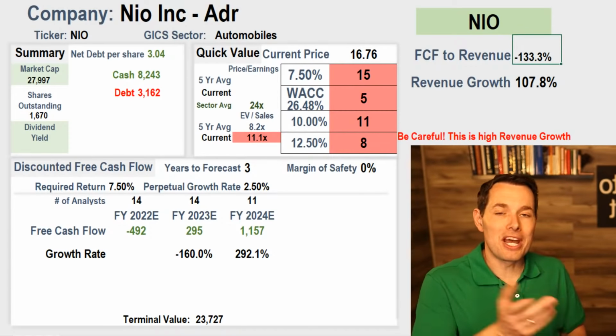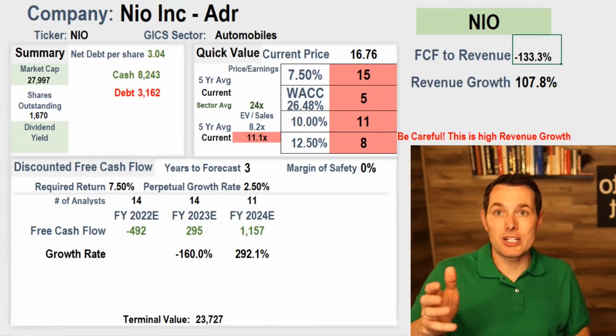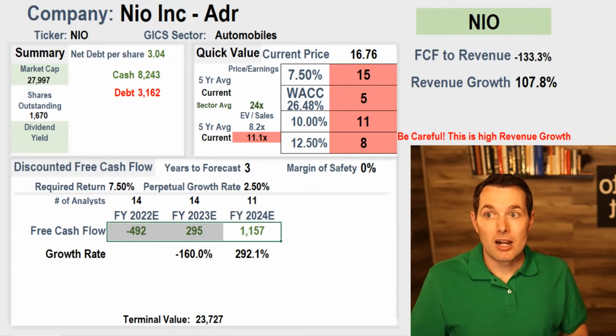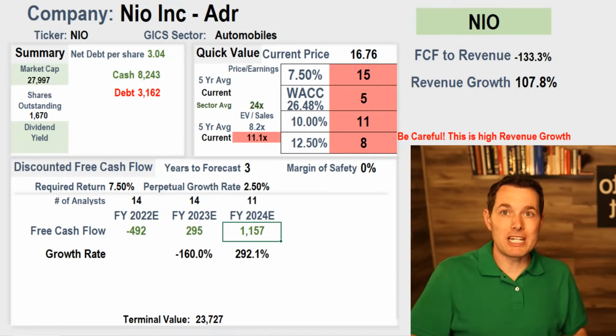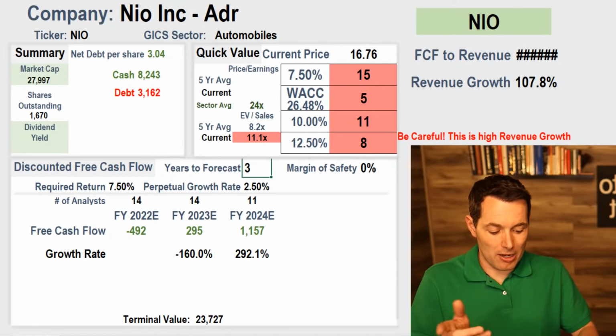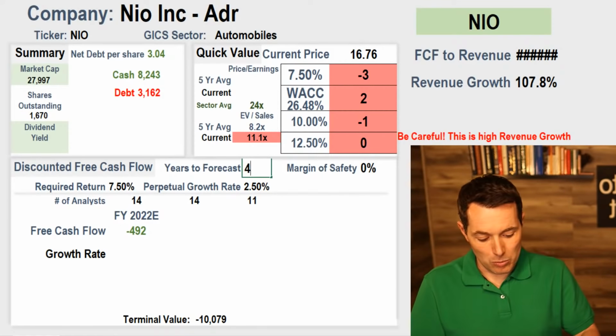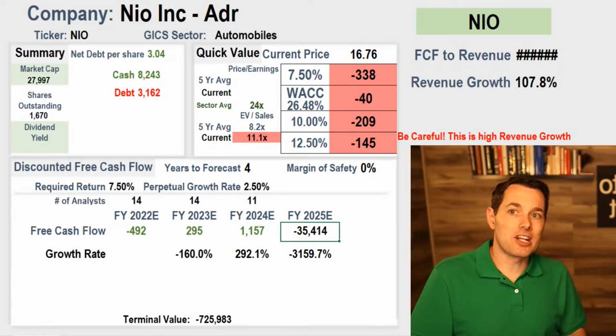20? Oh, negative. Okay, so here's the way these numbers are working. They're not affecting this calculation because these are all analyst estimates, all green numbers. But if we wanted to project out one more year, everything is going to go negative. Not one year total, one more year, 4 years. It's going to be negative 35.